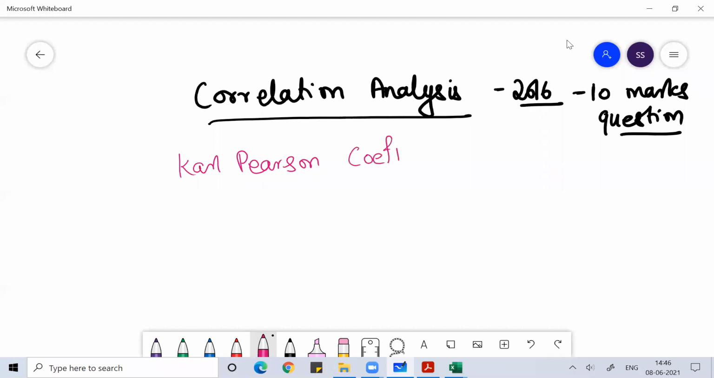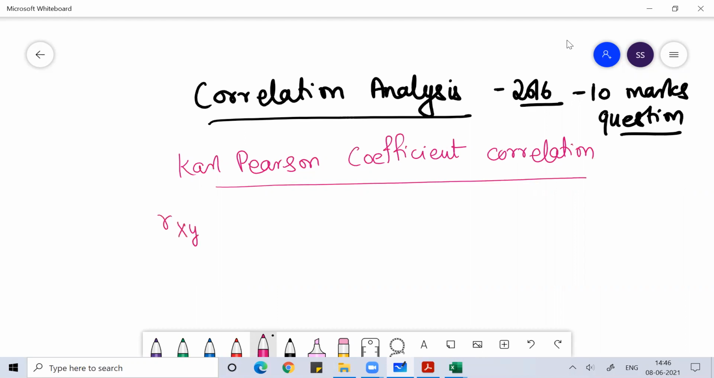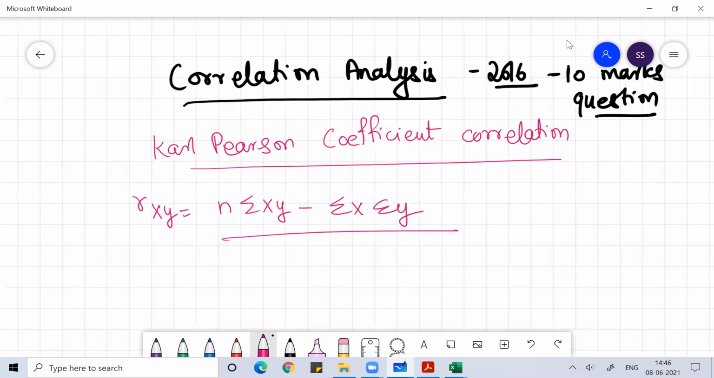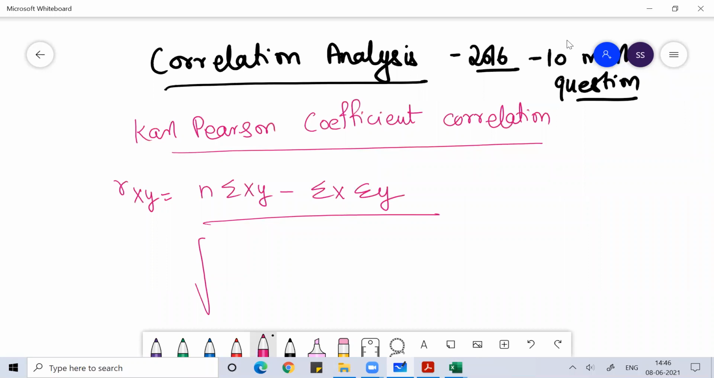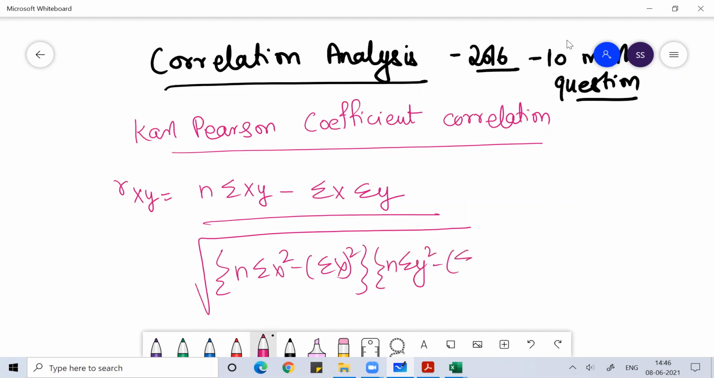When I talk about the Karl Pearson coefficient of correlation, the formula is R of xy. R is a symbol to represent the coefficient of correlation. The first formula is n summation of xy minus summation of x into summation of y, divided by the square root of n summation of x square minus the whole square of summation of x, into n summation of y square minus the whole square of summation of y.